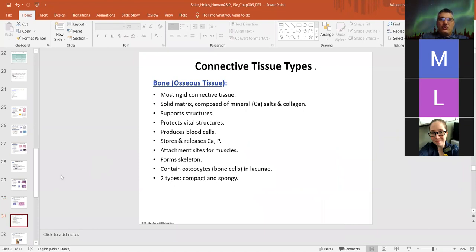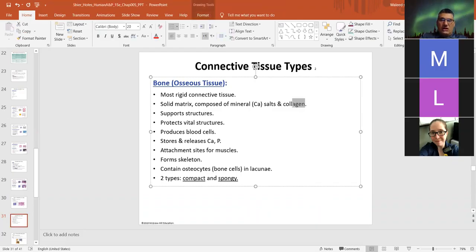The next type is bone. The bone is the most rigid connective tissue. Was the cartilage rigid? Yes, but the bone is even more rigid, more solid, and more tough. What's the difference between cartilage and bone? Most importantly, it contains more collagen, and the most important of all, calcium salt. Do you mean calcium? No, calcium salt. It's calcium plus something. Calcium carbonate, calcium phosphate.